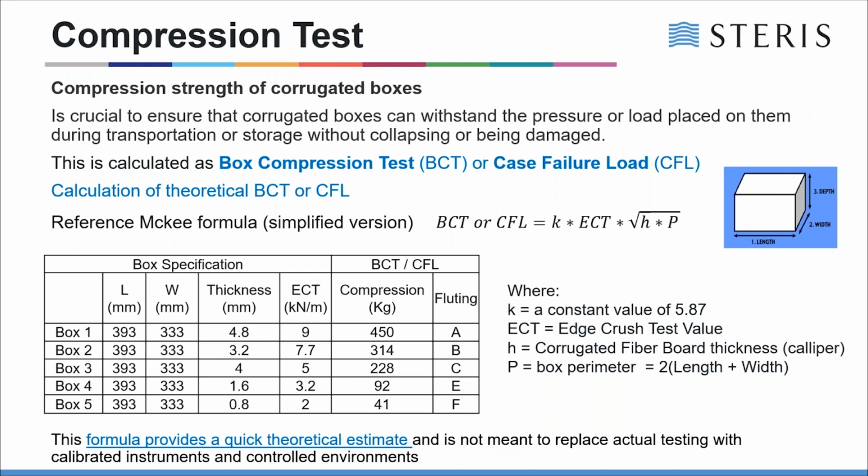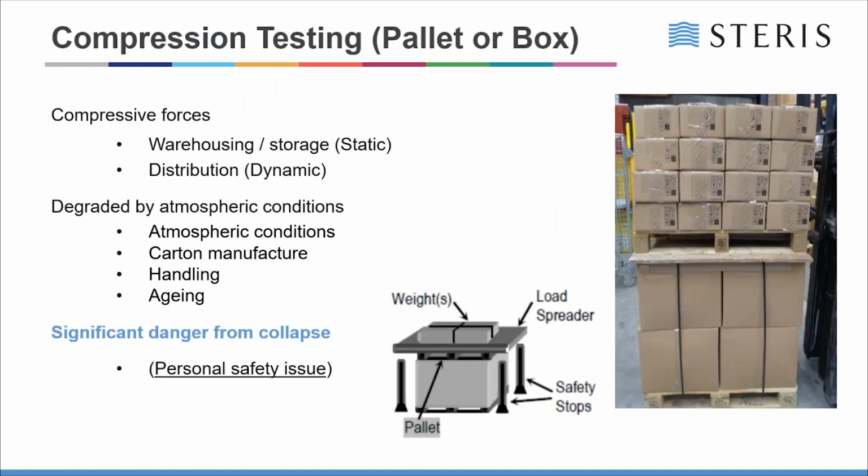But this is only a theoretical calculation, and it doesn't replace the actual testing, because again, you can get totally different results based on the way the product has been exposed to temperature and humidity. And again, as I said, there's a significant danger of collapse. And there's a number of different test types that you can actually do. So the likes of the warehouse testing, which is a static test, or you have in your distribution what happens in the back of a truck. You can do compression under vibration as well.